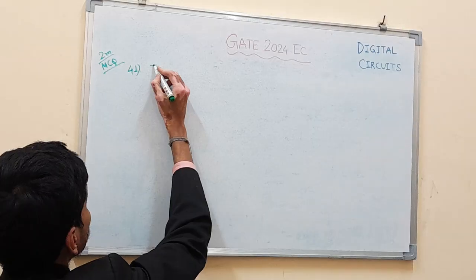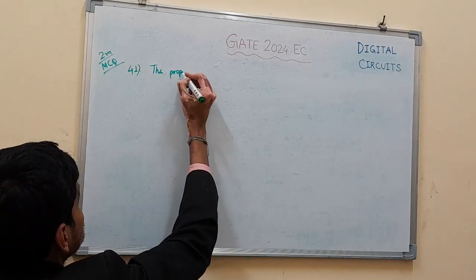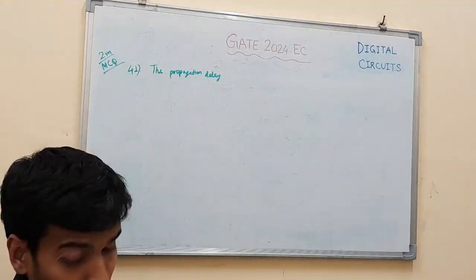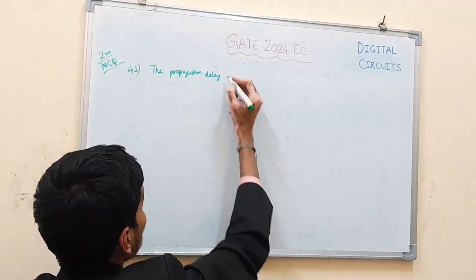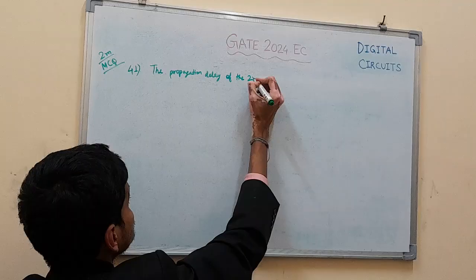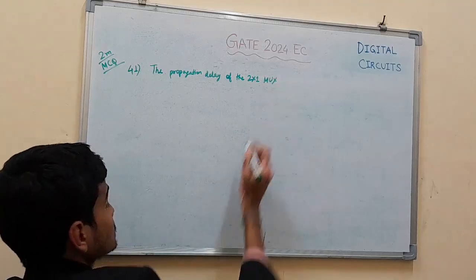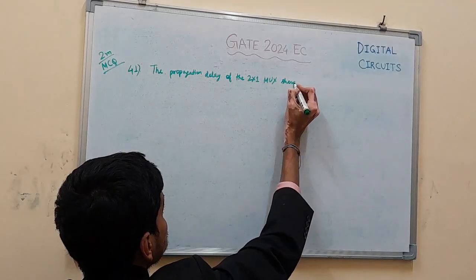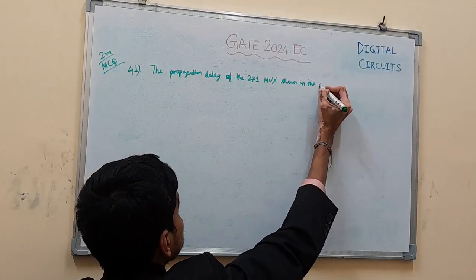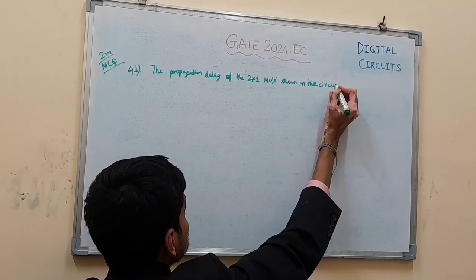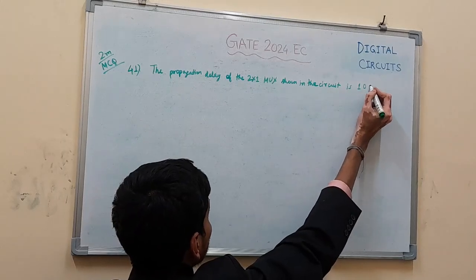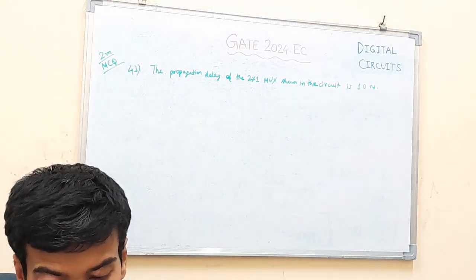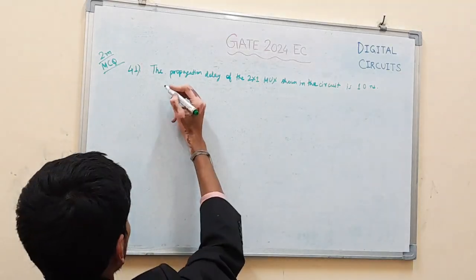The propagation delay of the 2 into 1 mux shown in the circuit is 10 nanoseconds. Consider the propagation delay of the inverter as 0 nanoseconds.